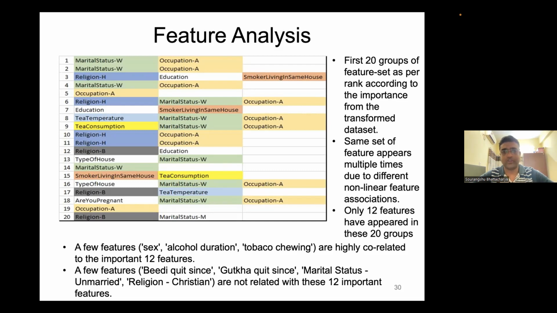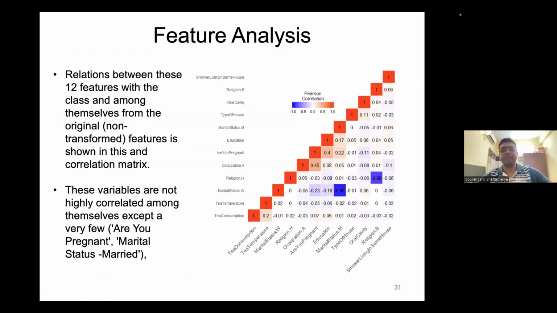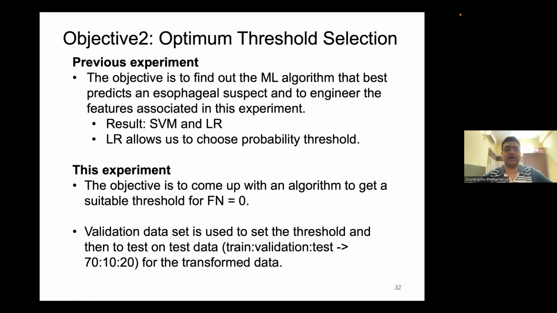So occupation, smoker living in same house. You can see that tea consumption, marital status, all these sorts of features came out to be important. Okay, I'm going to skip this. This is also the feature correlation analysis.